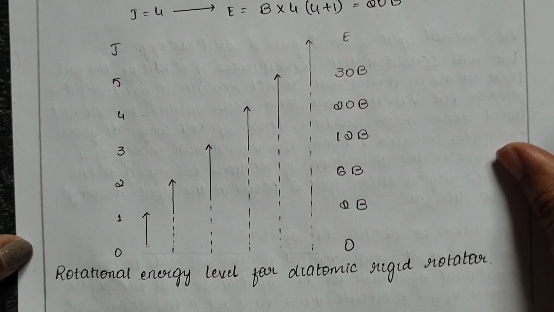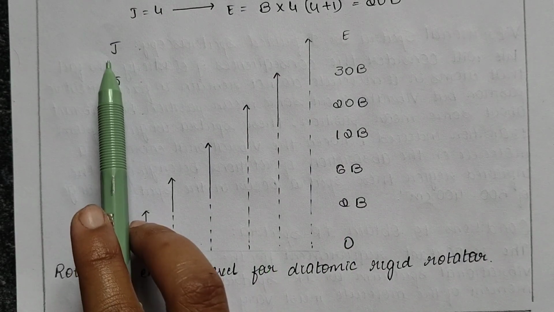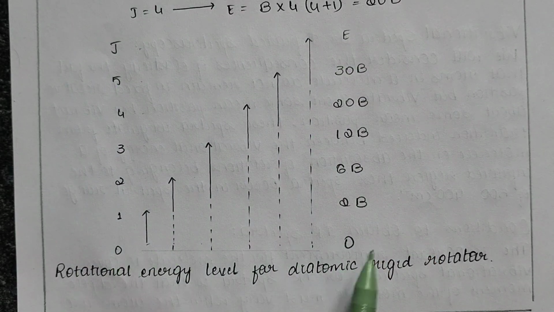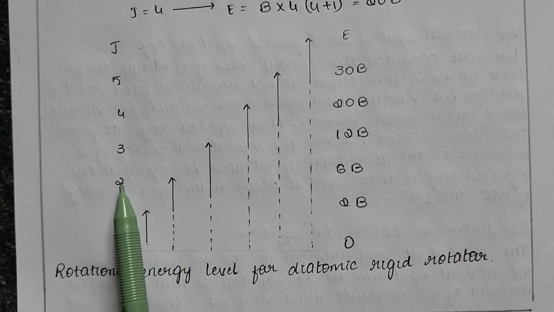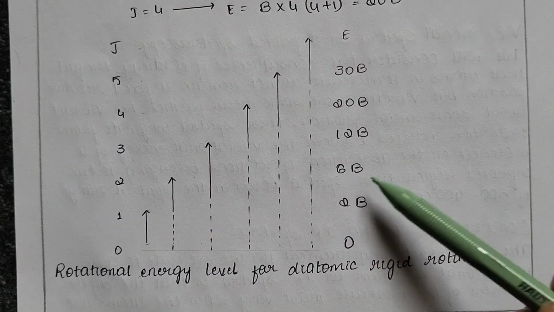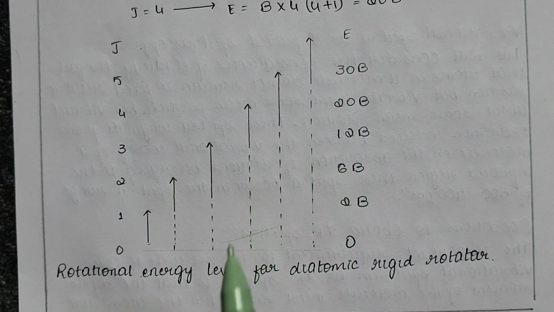Now, if we consider the rotational energy level diagram for a diatomic rigid rotator, we'll consider this energy level diagram with the J value and also with the energy. Now, if J is equal to 0, then energy will be 0. If J is 1, energy will be 2B. If J is 2, 3, 4, 5, similarly, the energy value will be 6B, 12B, 20B, 30B respectively.